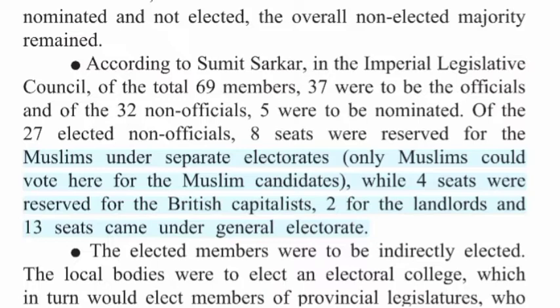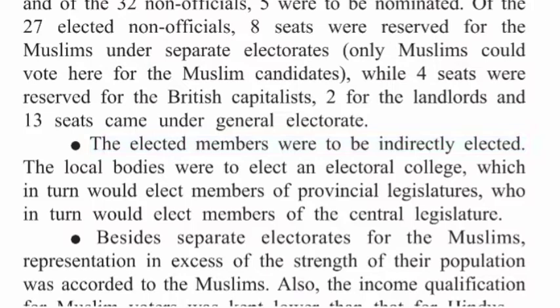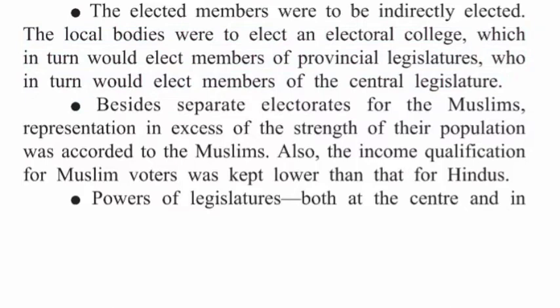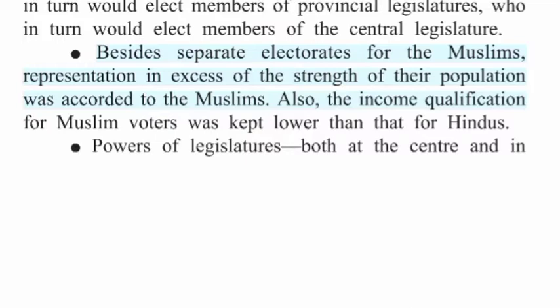The elected members were to be indirectly elected. The local bodies were to elect an electoral college, which in turn would elect members of provincial legislatures, who in turn would elect members of the central legislature. Besides separate electorates for the Muslims, representation in excess of the strength of their population was accorded to the Muslims. Also, the income qualification for Muslim voters was kept lower than that for Hindus.